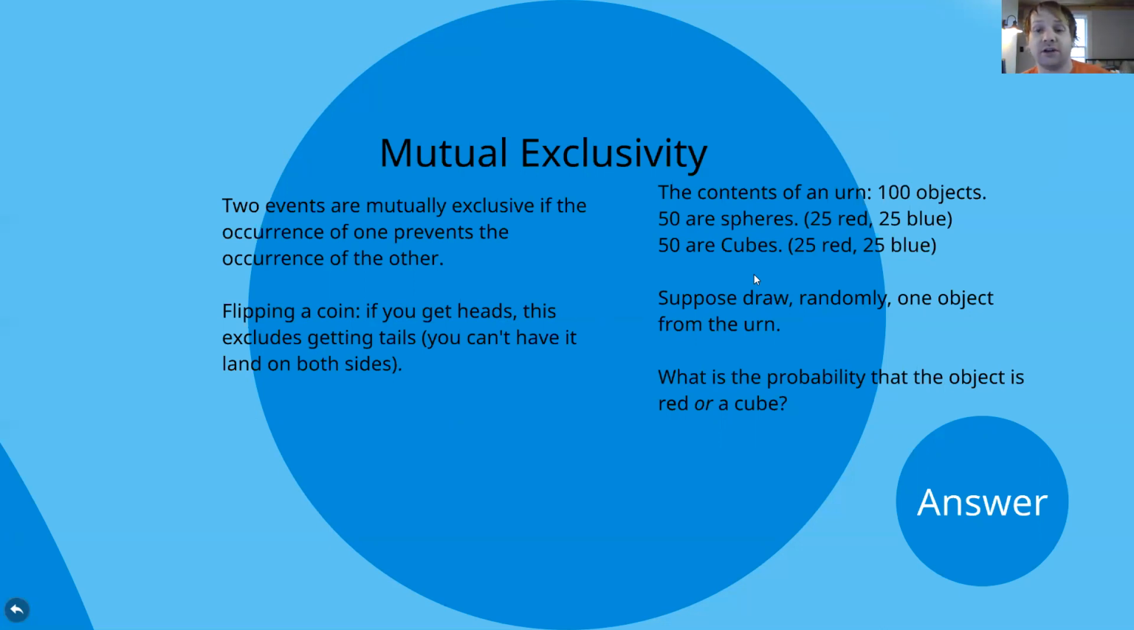Now consider this other example. The urn contains 100 objects, 50 are spheres, 50 are cubes. And we say, suppose we randomly draw one object from the urn. What is the probability that the object is red or a cube?